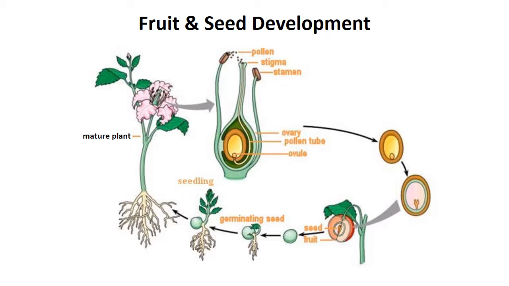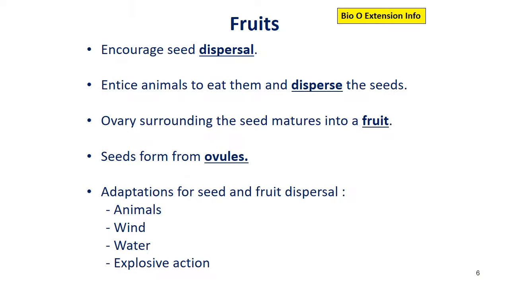Next, this is the fruit and seed development. This shows you the whole plant life cycle, from the mature plant and then the flowers. After pollination and fertilization, the seeds are formed. If the environment is correct, the seeds will germinate and form the seedlings. These seedlings eventually grow into mature plants again. So this is the life cycle.